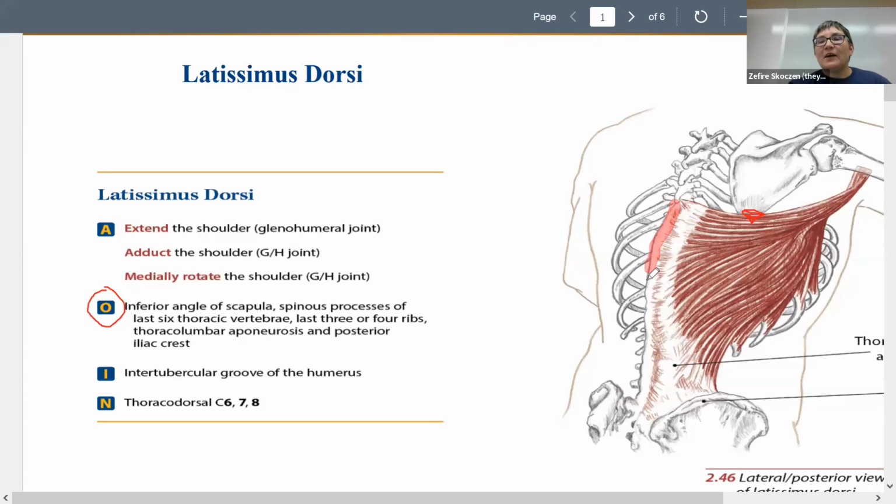Spinous process means that bump in the middle, which is very palpable, all the way down to the last thoracic. And then the last 3 or 4 ribs, so these kind of floaters, it attaches in there some too. Thoracolumbar aponeurosis and posterior iliac crest. That's a lot. So let me change colors to talk to you about the thoracolumbar aponeurosis.